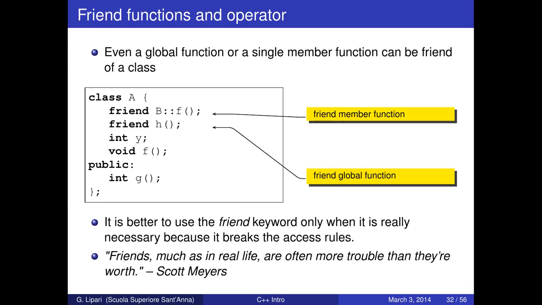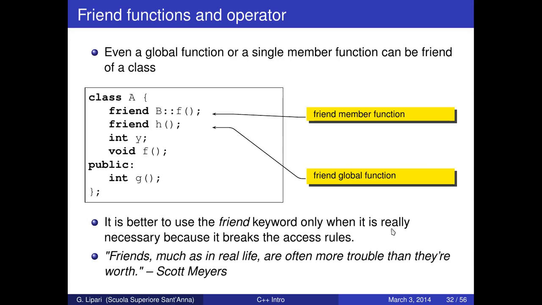You can also restrict this friend to single functions and operators. For example, you can specify that the method f of class B is my friend. So only f within B can access my private data. Other functions within B cannot. So this is a more restrictive specification of friendship. And I can also specify that h, which is a global function, is my friend.